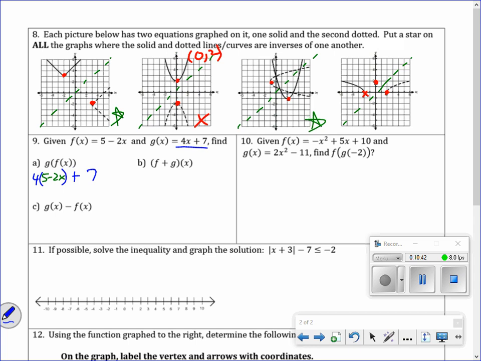Remember that it replaces the x. You do not put the other x there. So I get 20 minus 8x plus 7. So if I fix that up, combine like terms, I get negative 8x first plus 27. That would be my final answer.